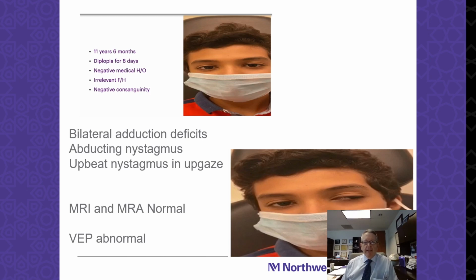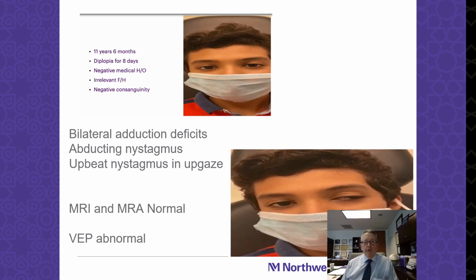that, as demonstrated, show bilateral adduction deficits or inability to move the eye towards the nose, abducting nystagmus that is seen in lateral gaze in both directions where he develops double vision, presumably with an exotropia, and then the very classic finding of upbeat nystagmus in up gaze.